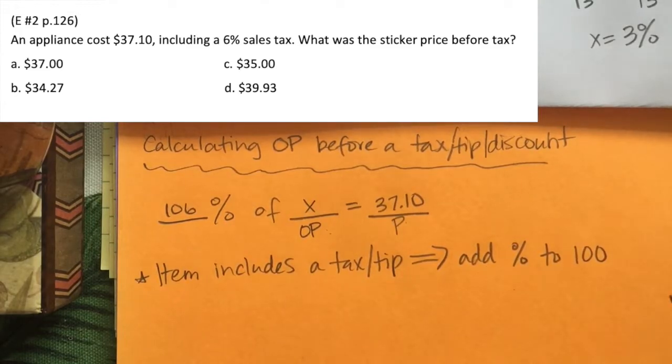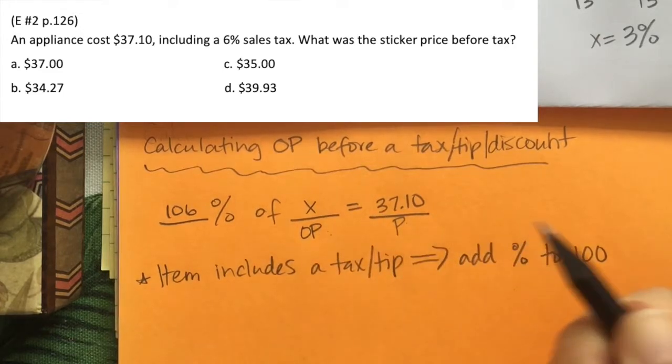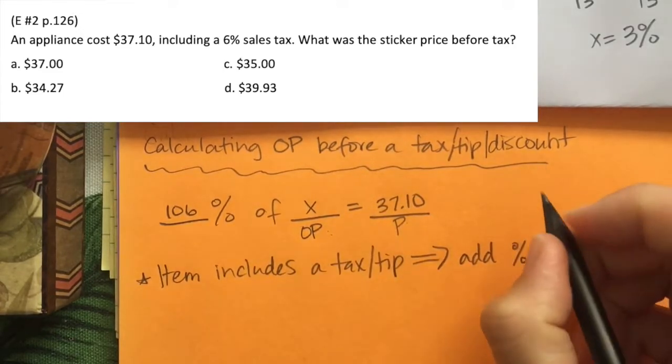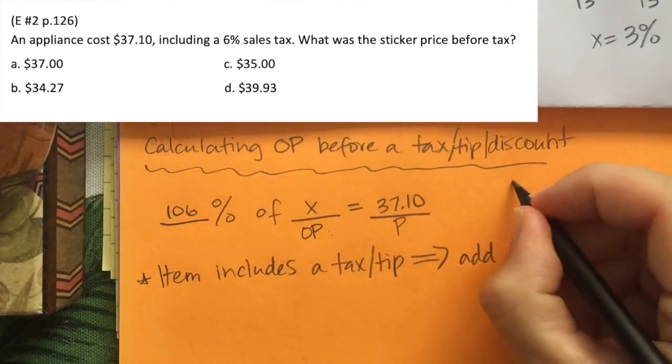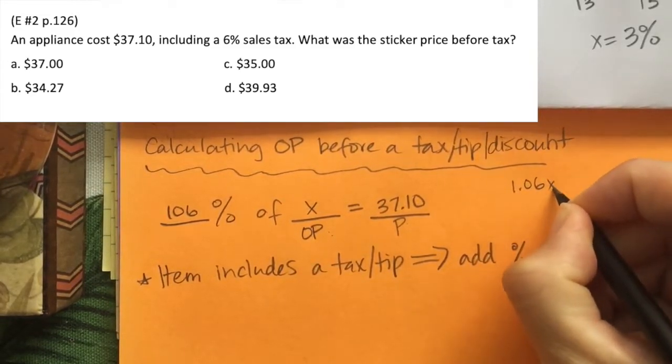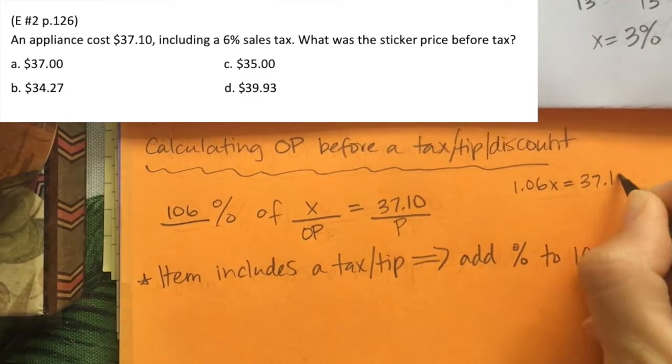Now, let's go ahead and solve this problem. So 106% of X equals 37.10. I still need to change my percent to a decimal. So it'd be 1.06x equals 37.10.